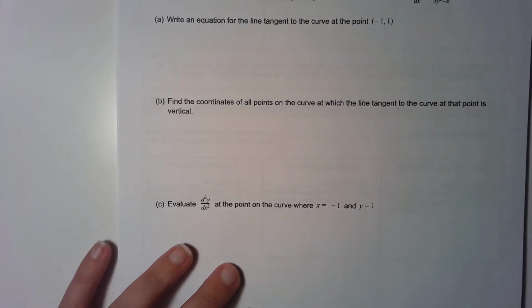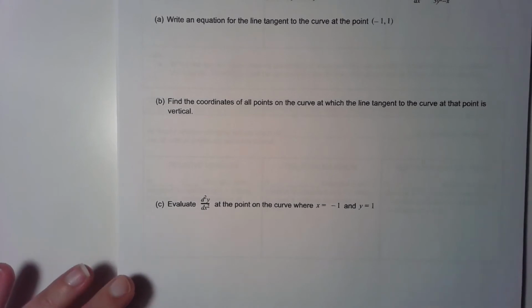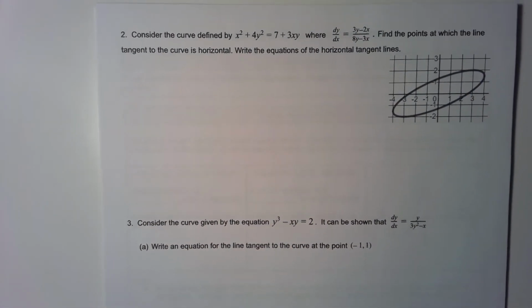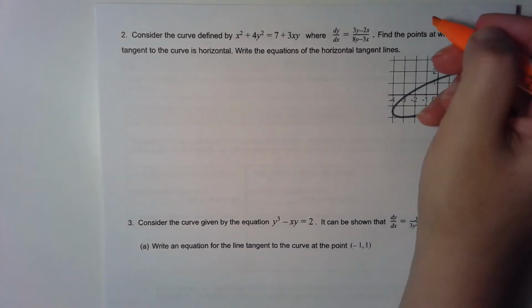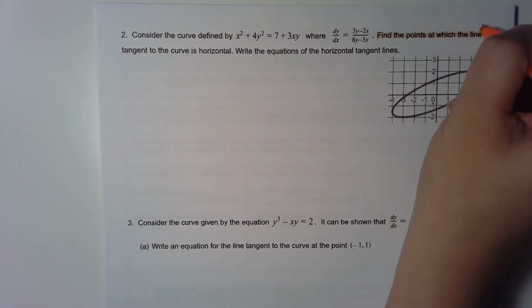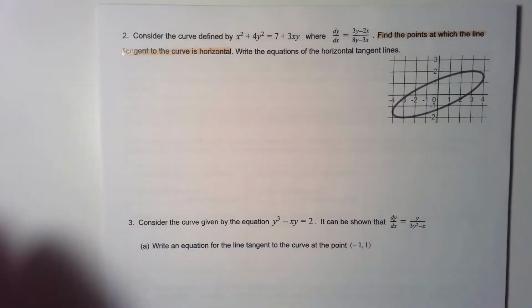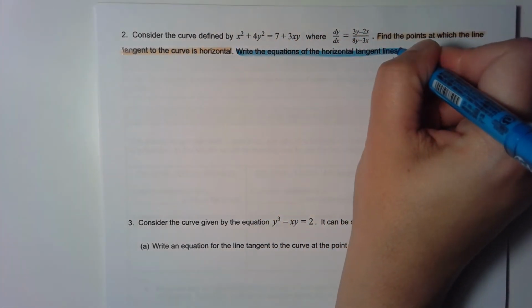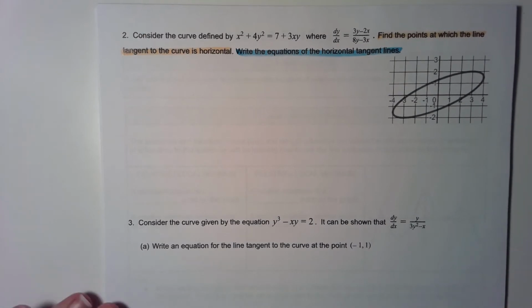All right, let's talk about the next example, which says, consider that same exact curve that we were just talking about, find the points at which the line tangent to the curve is horizontal, and then write the equations of the horizontal tangent lines. So there's two parts here. Find the points that are horizontal, and then also write the equations of those lines. So let's start with finding horizontal tangent lines.